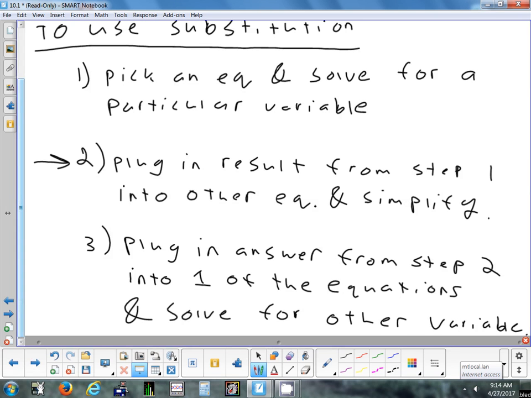Okay, everybody have the steps for substitution?